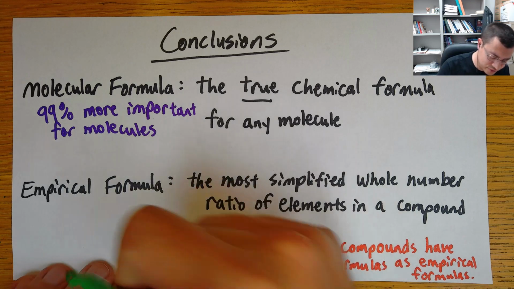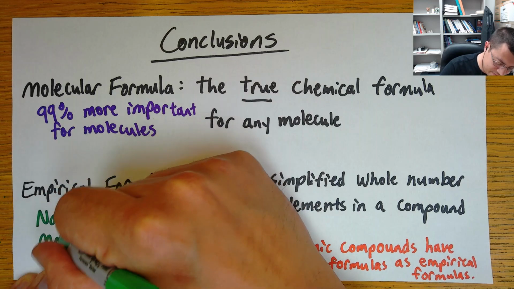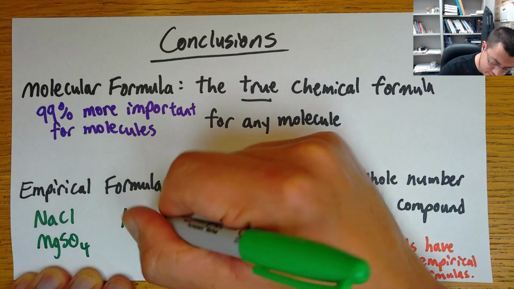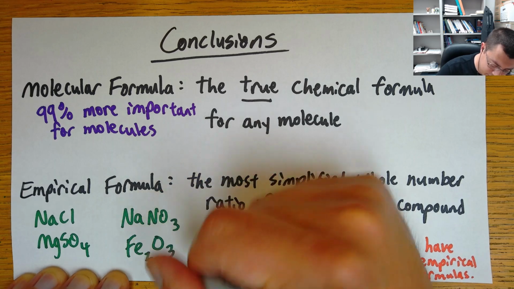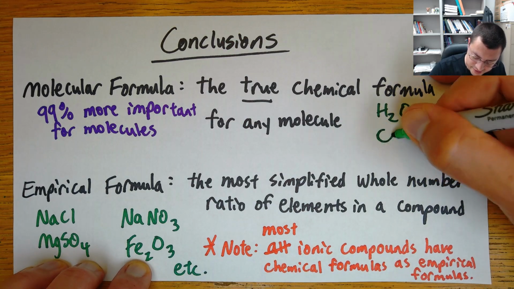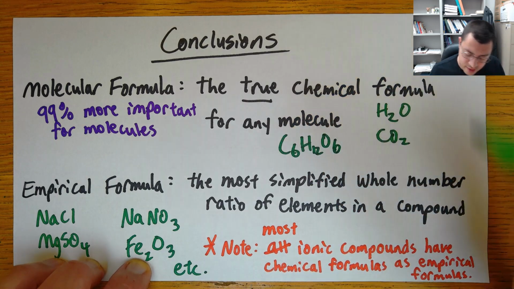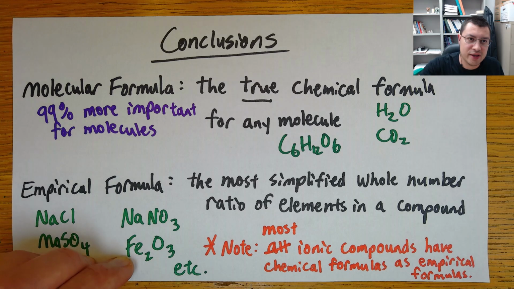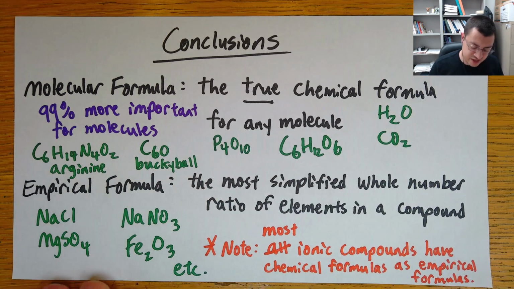So some examples of that would be sodium chloride, magnesium sulfate, sodium nitrate, iron(III) oxide, etc. Whereas for molecules, we're talking about water, CO2, we had glucose earlier, things like that. There's other examples like arginine, buckyballs, Buckminsterfullerene, tetraphosphorus decoxide. We can go on. These are the real molecular formulas.